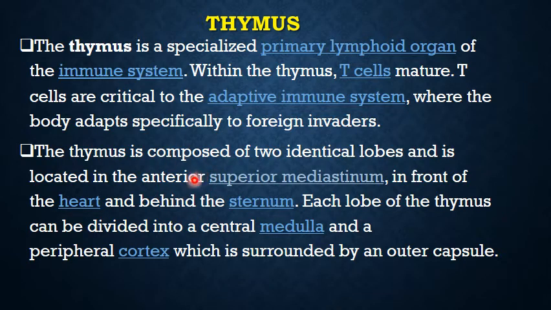As it is located in the anterior superior mediastinum in front of the heart, any tumor or mass there might cause a pressure effect on nearby structures, such as the superior vena cava, and shortness of breath. The thymus should be considered one of the causes, or thymoma or hyperplasia of the thymus should be considered in the differential diagnosis of these symptoms. Each lobe of the thymus can be divided into a central medulla and a peripheral cortex, which is surrounded by the outer capsule.